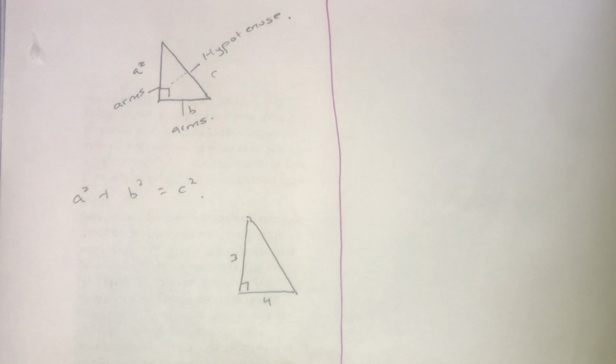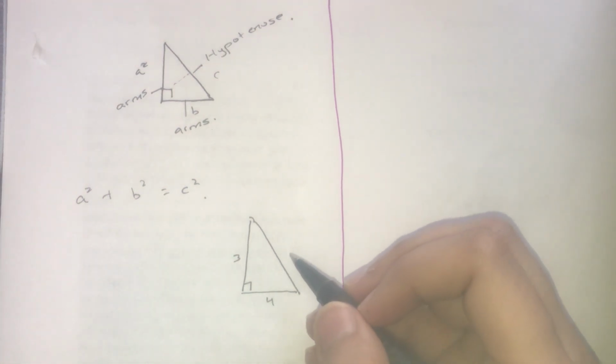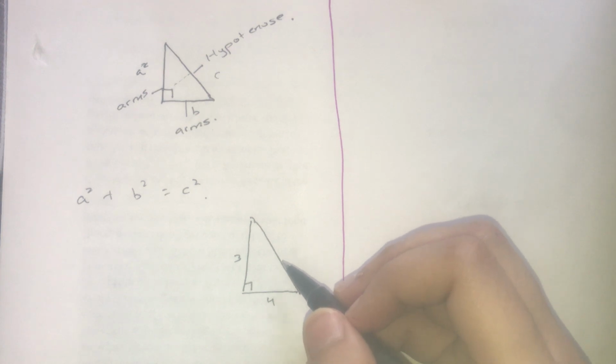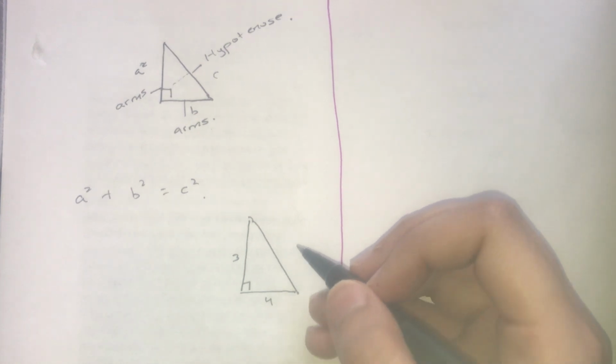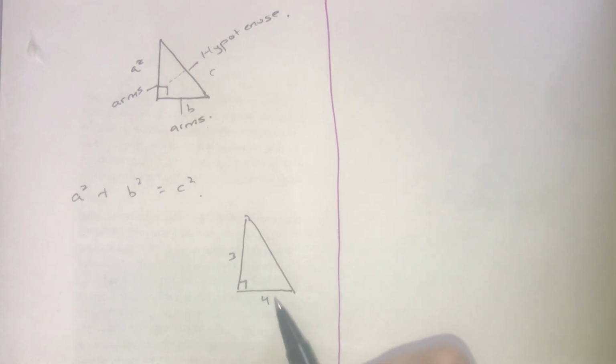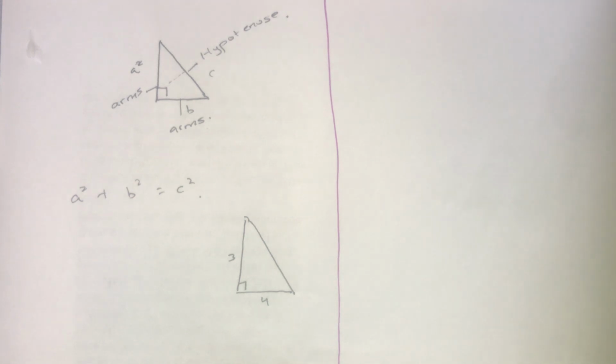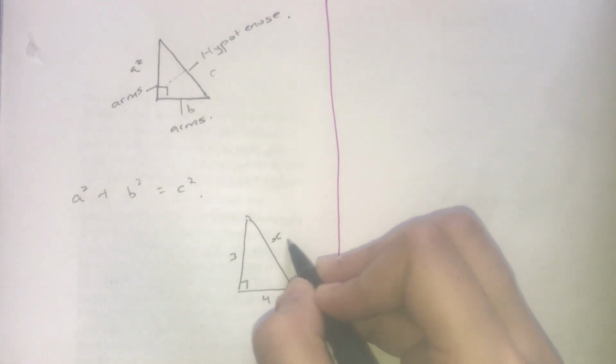So let's try applying it in this triangle to find the hypotenuse. Okay, by the way, hypotenuse is the biggest side of a triangle. So we know that whatever number this will be, it will be bigger than 4, because it's going to be bigger than 3 and 4. That basically means it's going to be bigger than 4. Okay, so let's find x.